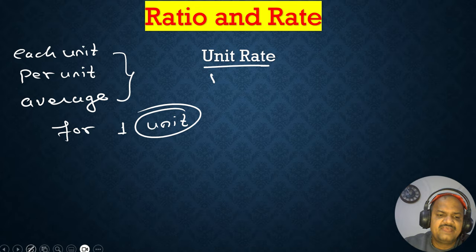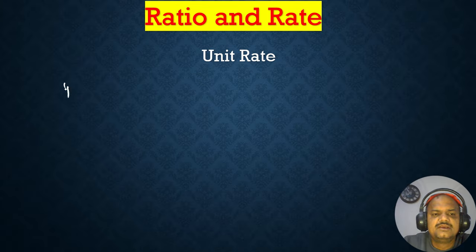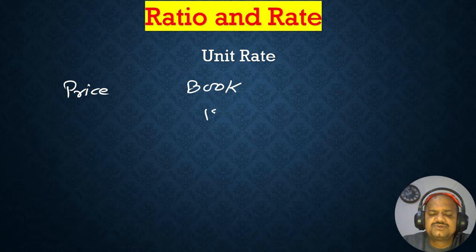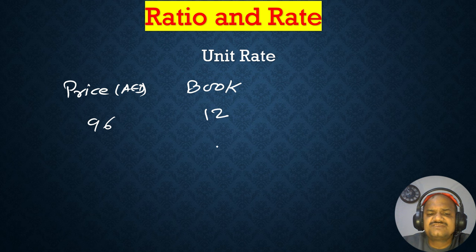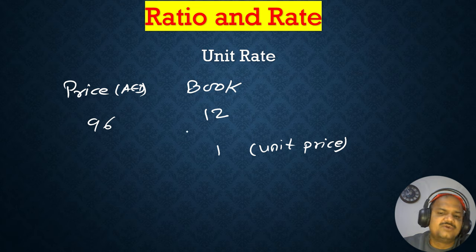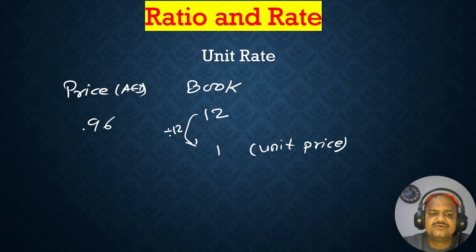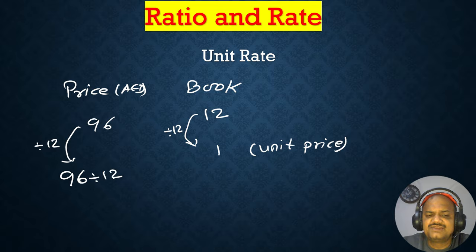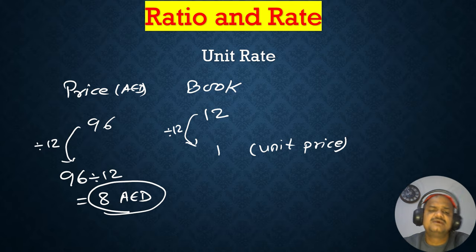For example, if I say price and books, for example 12 books have a price in dirham, of course, this is 96. So how much for one book, or you can say this is the unit price, okay. Unit price means for one book. So for one it will be, you see, 12 divided by 12 is 1, right? So here also you will divide by 12. So 96 divided by 12 will be equal to 8 dirham. Okay. So this 8 dirham is the unit price.